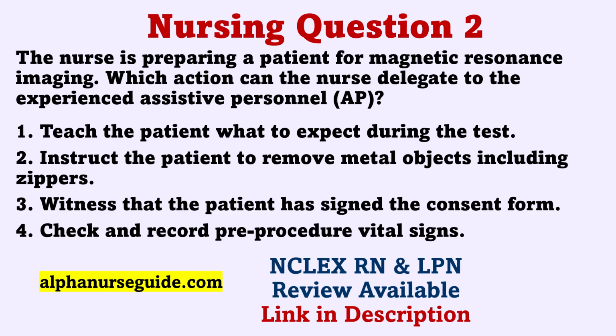The correct answer is 4. Check and record pre-procedure vital signs. Rationale. The AP scope of practice includes checking and recording patient vital signs. Teaching and instructing, as well as witnessing consent forms, is appropriate to the professional nurse's scope of practice. The AP could remind the patient about the removal of metal objects after the patient receives that instruction.